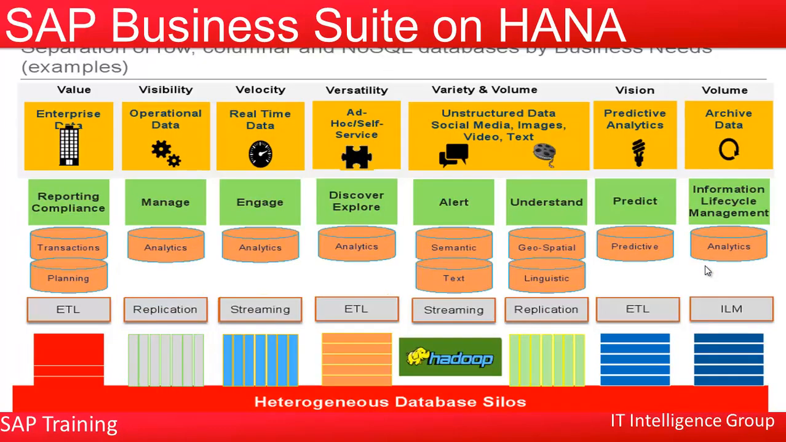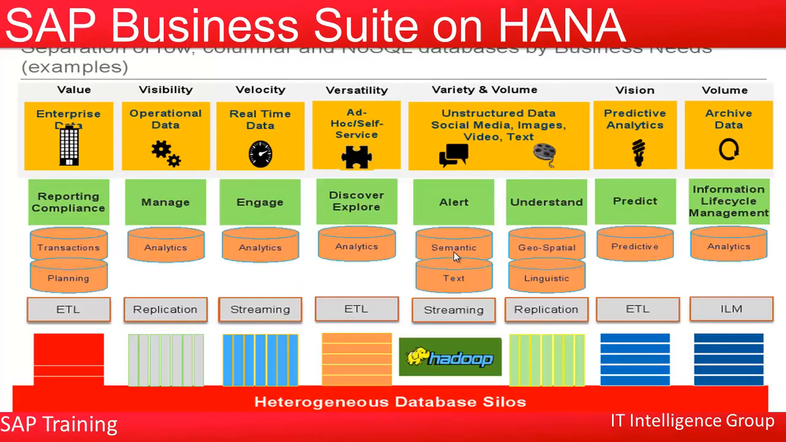Now here you can see the different examples, for example ETL. So ETL based reporting, replication, analytics, velocity. Here you can see the different 6 V's: value, vision, visibility, velocity, versatility, variety and volume. One key thing is the volume. You have a variety of unstructured data and volume, so this is for the unstructured data. You can see you can integrate with Hadoop.